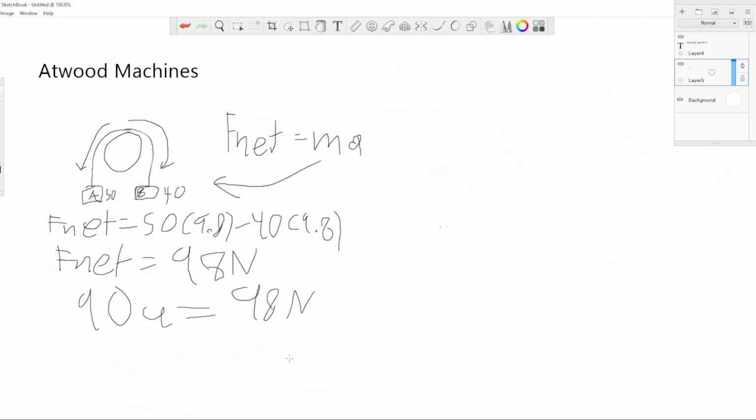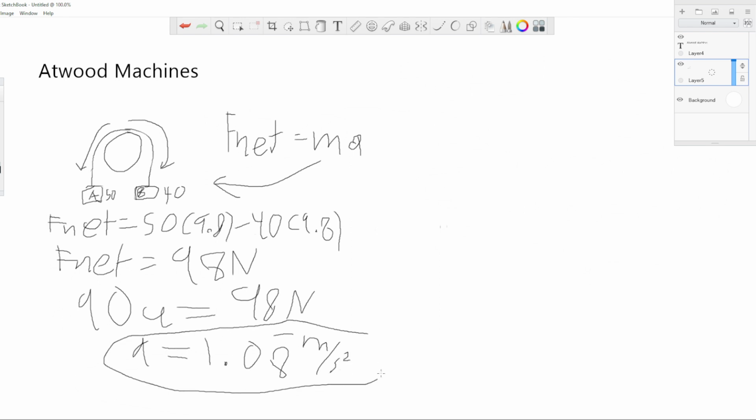So this is going to be 50 plus 40, which is 90, times acceleration, equals your 98 newtons. And then you do 98 divided by 90 to get your acceleration, and you get 1.08 repeating, and the label for that is meters per second squared. So you got your acceleration. If you get a question that asks for the F-net or the acceleration, this is all you need to do for Atwood machines. It gets more complicated when you get to tension.